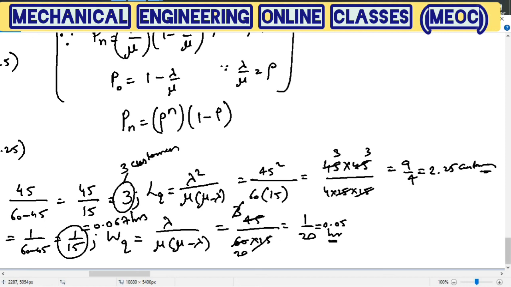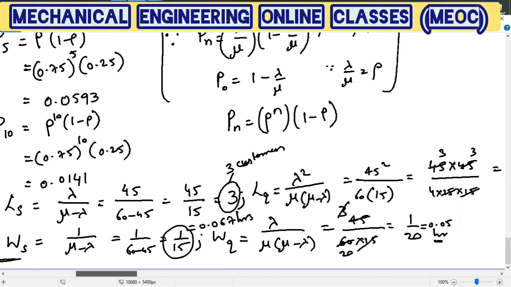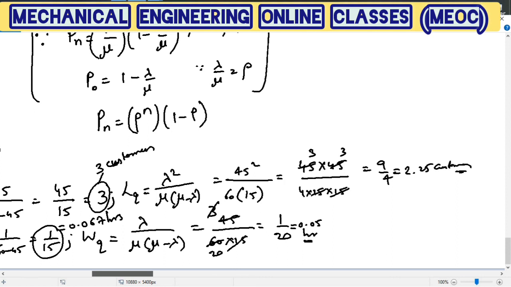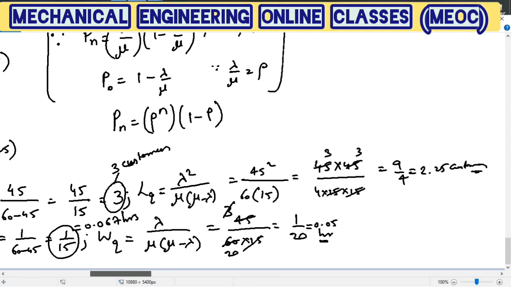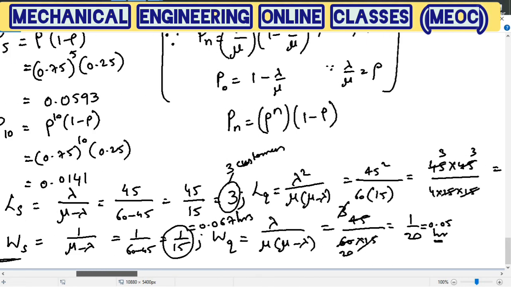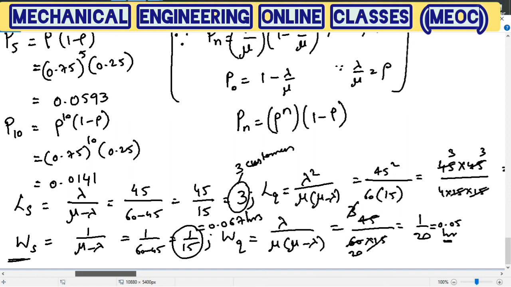Whenever we are writing the answer, we have to see that we are mentioning the units. You don't change the values. You don't have to write it as approximately 3. No, whatever is there you will write that only, but you have to mention the units. LS and LQ are number of customers. WS and WQ are in hours, because the given data is in terms of hours.